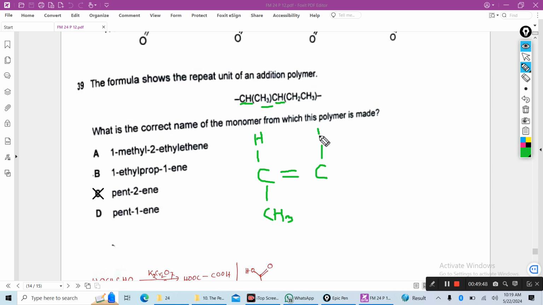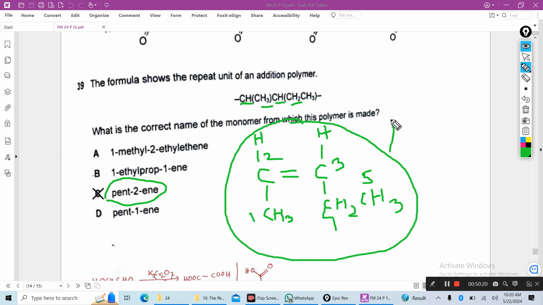This carbon contains hydrogen and the other contains CH2CH3. This is the monomer. So what will be its name? 1, 2, 3, 4, 5. Pentene. As number 2 carbon contains the double bond, this is pent-2-ene. From this monomer, if you draw, you will get this polymer. So pent-2-ene will be the monomer of this polymer.